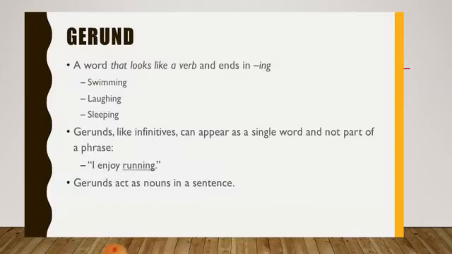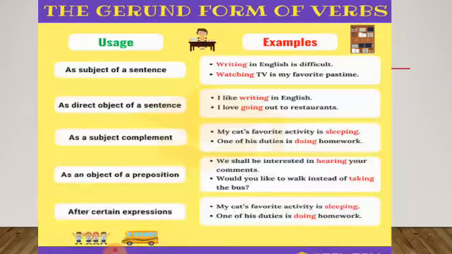Most of the students get confused among these things. Here, a word that looks like a verb and ends in -ing: swimming, laughing. I enjoy running. See, enjoy is a verb and running is a gerund. A gerund acts as a noun in a sentence. As I have told you, it acts as a noun.